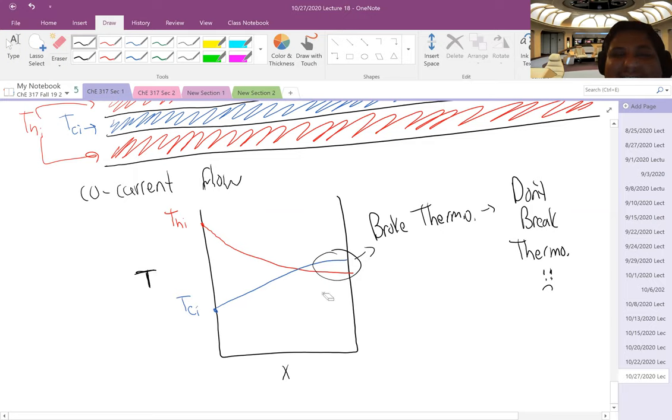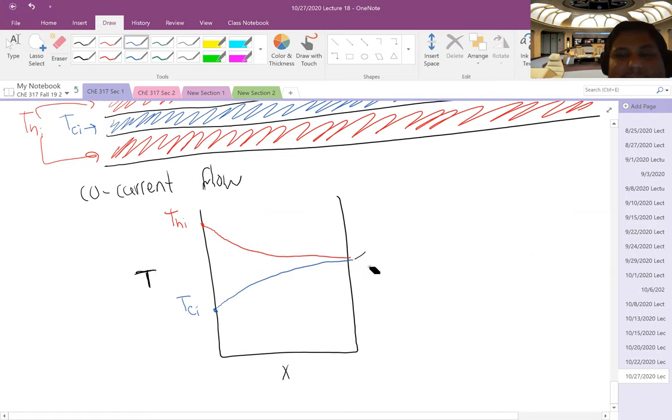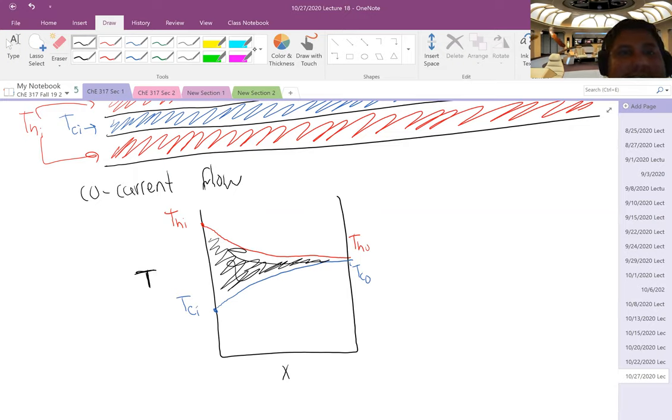Okay. So in this case, what would really happen is you would see this asymptotic temperature approach, right? The hot temperature would leave like this, the cold temperature would leave like this, and we would see the temperature gradient, given by this little black stuff that I'm squiggling. It starts out with a large temperature gradient, and it gets smaller and smaller, so our heat transfer rate is going to fall as we move along this double pipe heat exchanger.